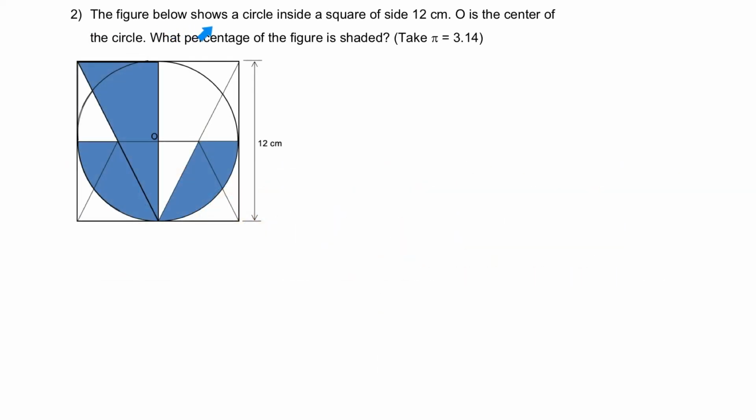The figure below shows a circle inside a square of side 12 centimeters. O is the center of the circle over here. What percentage of the figure is shaded? Take pi to be equal to 3.14.